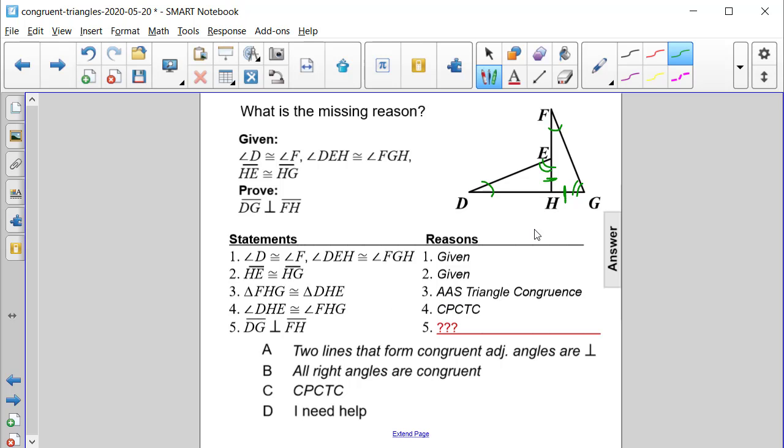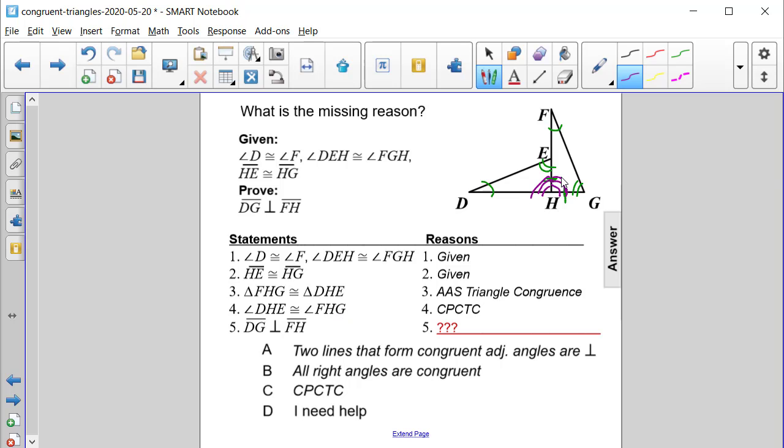And as a result, since these two triangles are congruent, we can then say that angle DHE, this one right here, is congruent to angle FHG, this angle right here, because the corresponding parts of congruent triangles are congruent. And again, the order in which we named our angles mattered, and they did correspond.